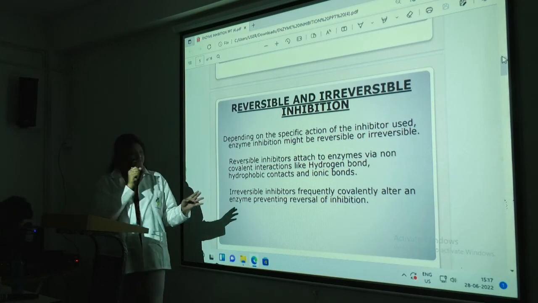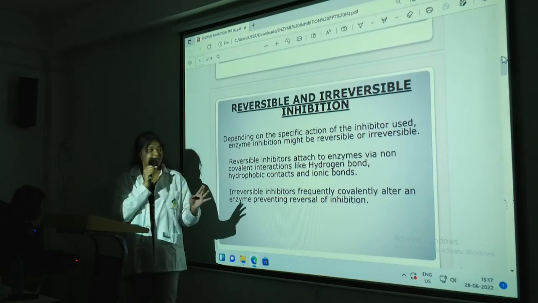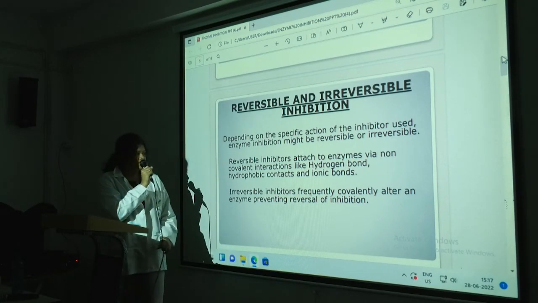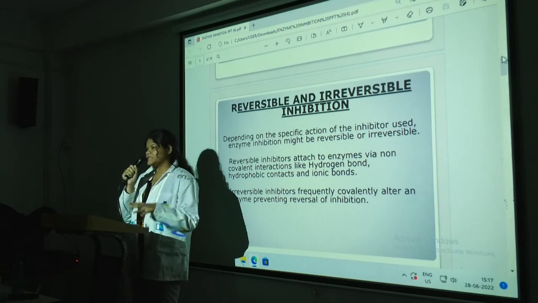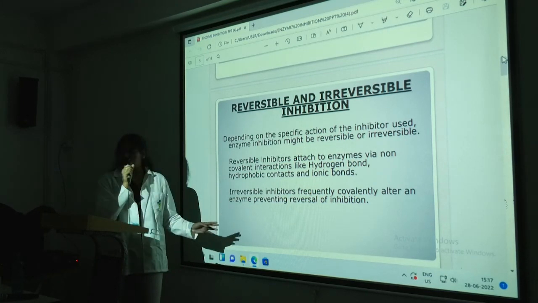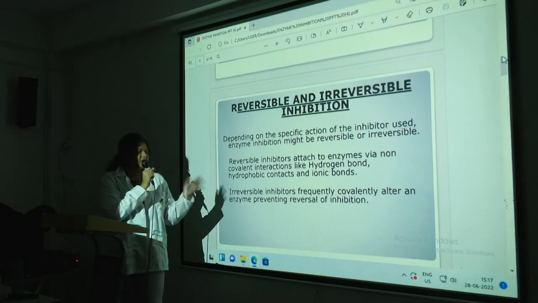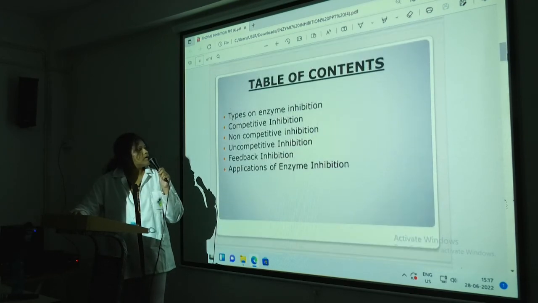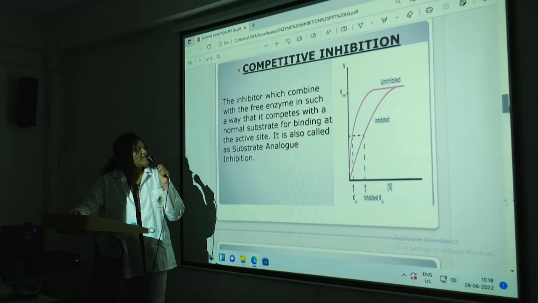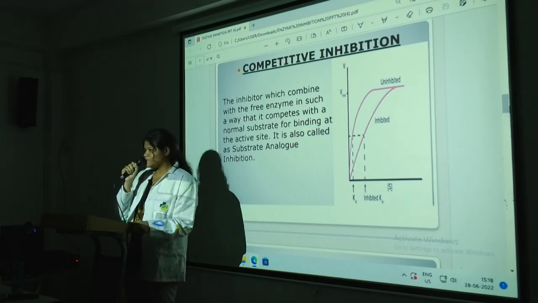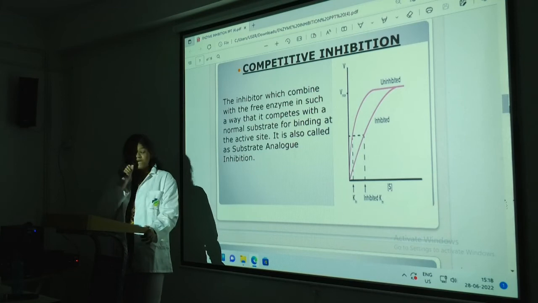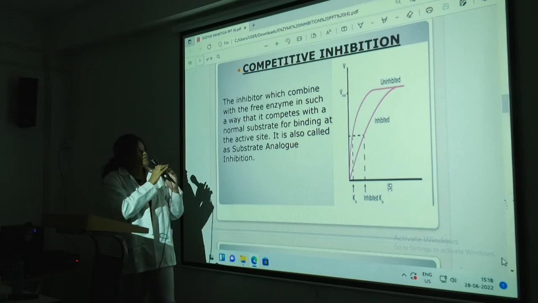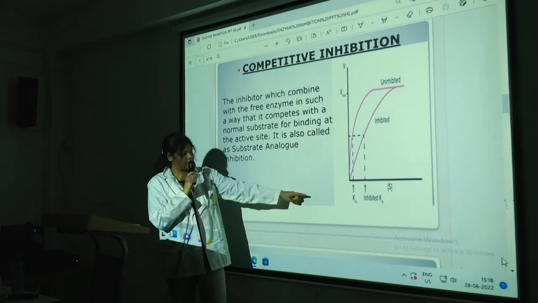In case of reversible inhibitors, the process can be reversed by changing the concentration of the substrate. But in case of irreversible inhibitors, we cannot reverse the process, as the name suggests. So, under reversible inhibitors, we have competitive inhibition, uncompetitive inhibition, non-competitive inhibition, and under irreversible inhibition, we can talk about feedback inhibition.